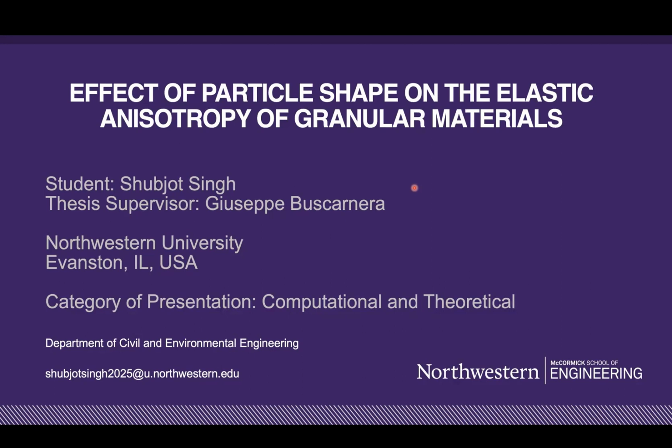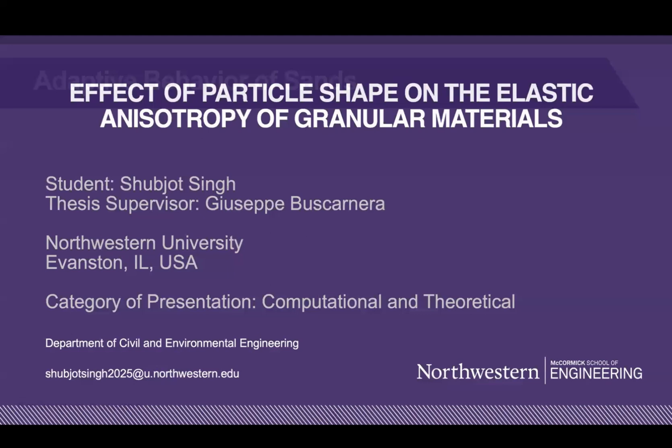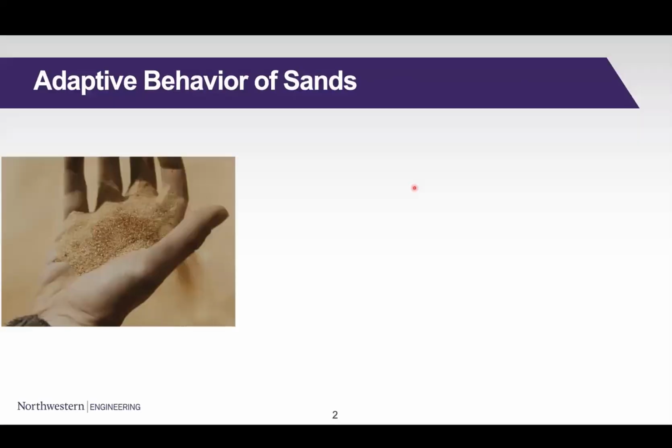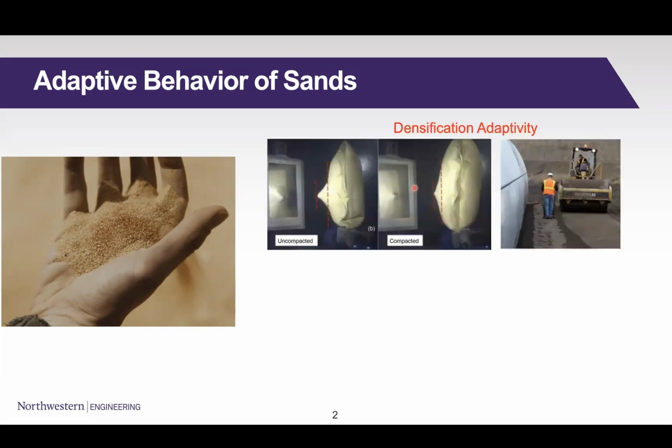This talk is going to be about the effect of particle shape on the elastic anisotropy of granular materials. Now we all know that granular materials are very adaptive in nature. For instance, if you hold sand in your hand, it feels like a really loose material, but we are also aware how to densify the same material and use it for different purposes, ranging from energy absorption applications all the way to road construction activities.